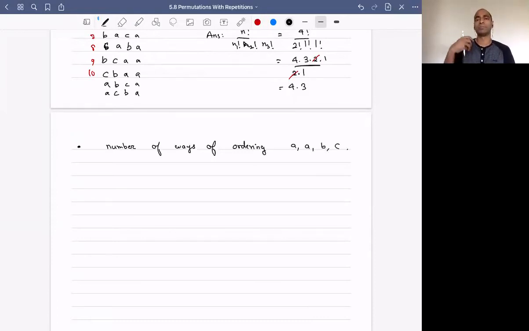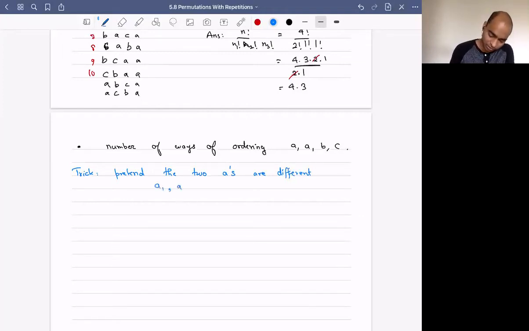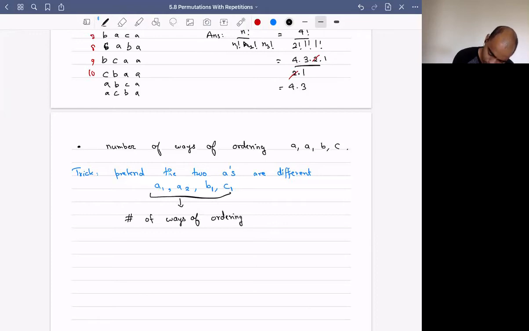So the trick is we pretend that the two A's are different to begin with. For example, let's pretend that my list is now A1, A2, and then B and C. Of course, in the final answer the two A's are exactly the same, but for now let me pretend that the first A is A1 and the second A is A2. In fact, let me also call these B1 and C1, just to be consistent. Now all the elements are distinct, and I know exactly how many ways there are to order these: 4 factorial, because there are 4 of them.